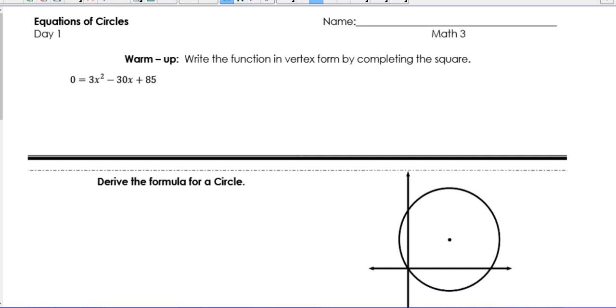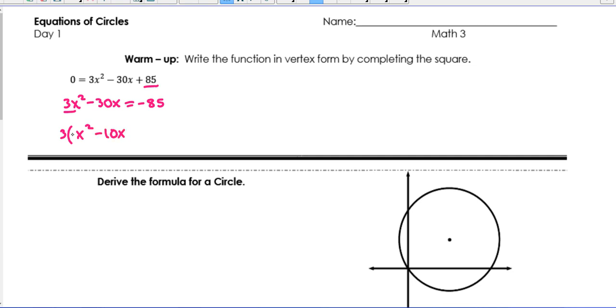It's been a couple weeks since we've talked about this. When you complete the square, two things have to happen. Number one, your c value, which is positive 85, must be on the other side. So we're going to have 3x squared minus 30x equals negative 85. And the second thing, when you complete the square, you must always have an a value of 1. So whatever your a value is, you must factor it out. If I factor out a 3, I'm left with an x squared minus 10x.